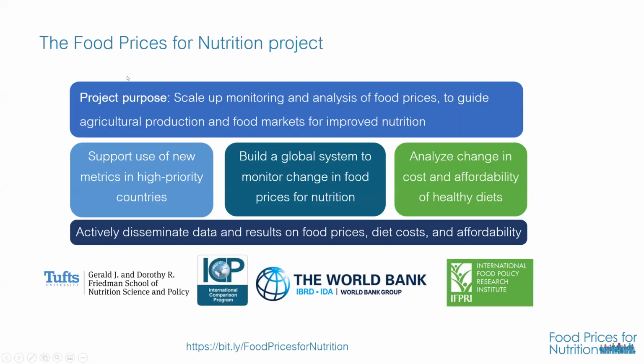Just to orient you to the Food Prices for Nutrition project a bit, we're a 4-year project. We're a partnership between Tufts, Friedman School of Nutrition Science and Policy, the World Bank, and the International Food Policy Research Institute. So the main purpose of the project is to scale up the monitoring and analysis of food prices to guide agricultural production and food markets for improved nutrition. There's plenty of information on our website, but one of the key goals of this is to support the use of the metrics in high priority countries. We can talk about that more at the end of the session.